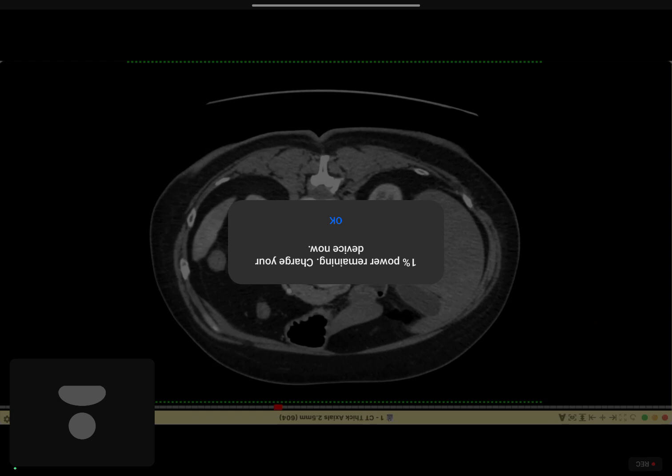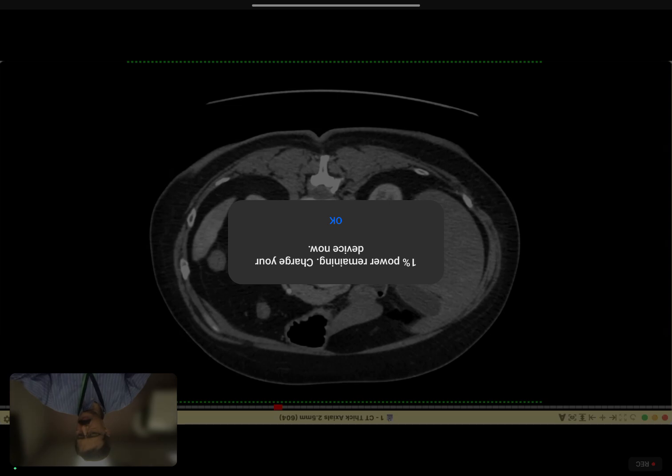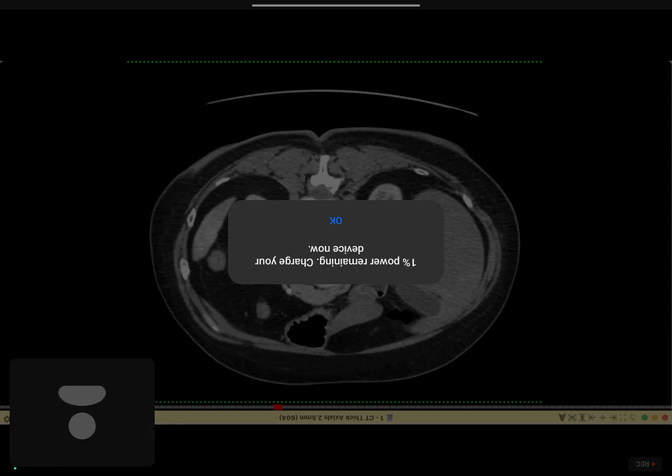I can see there is a tiny enhanced lesion in the tail of the pancreas. It's a very small lesion, less than 1 centimeter. It's intensely enhanced. What is your conclusion? So this is an islet cell tumor, most likely in the setting of hypoglycemia. This could represent an insulinoma. It's an islet cell tumor, a neuroendocrine tumor.